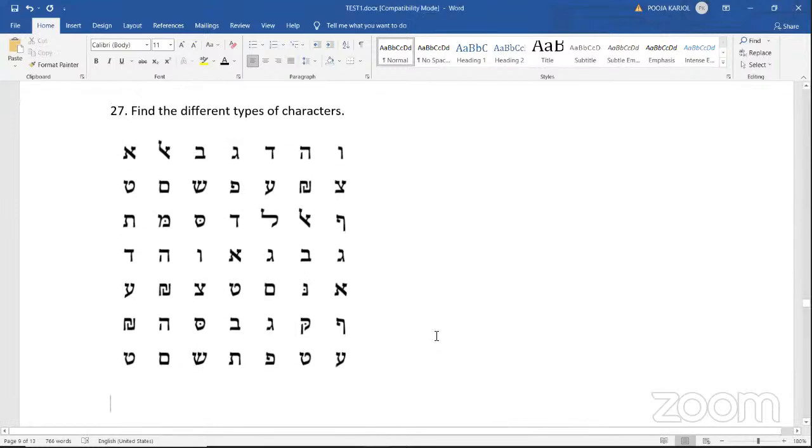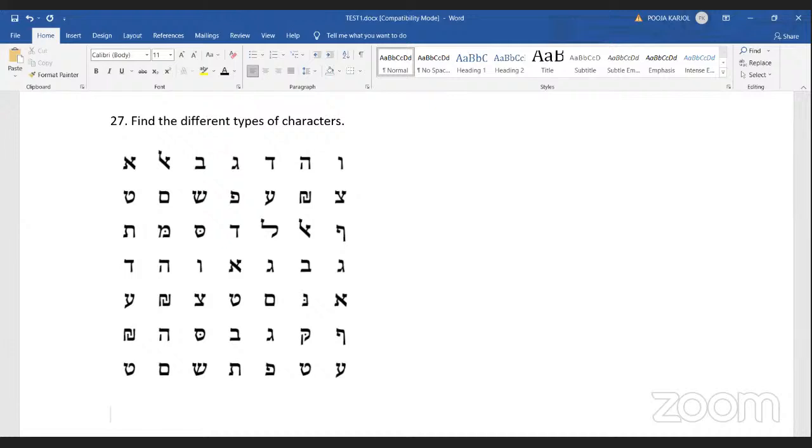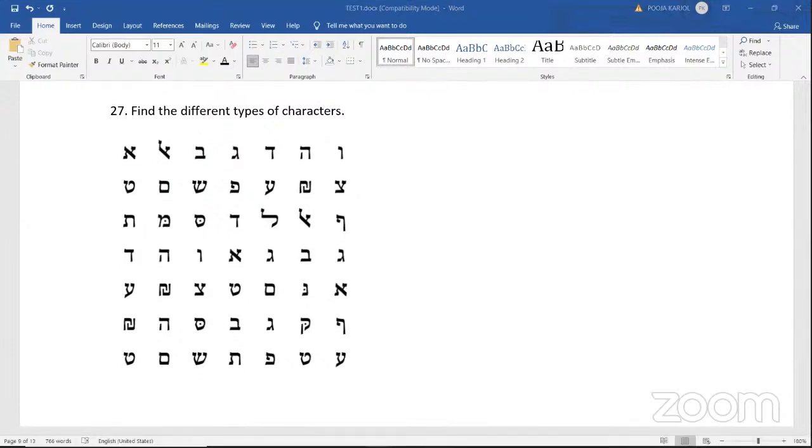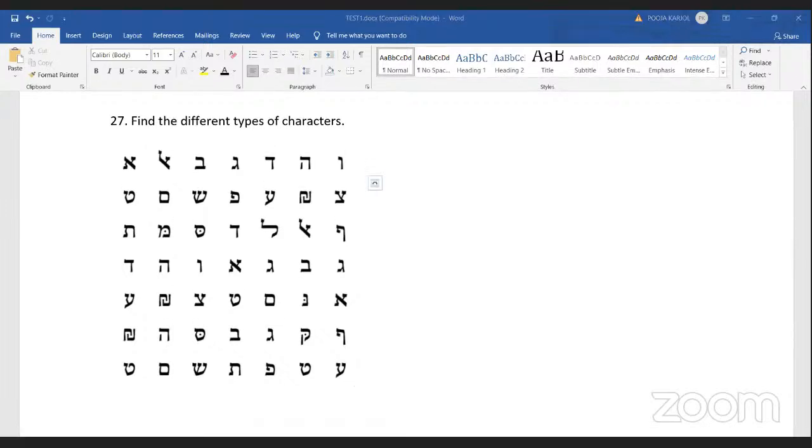Leave it for now. Find the different types of characters. How many did you get? The time was too short. Was it? Okay. Anybody else? What answer did you get? Ma'am, 20. I think it's very close, 21. Okay.